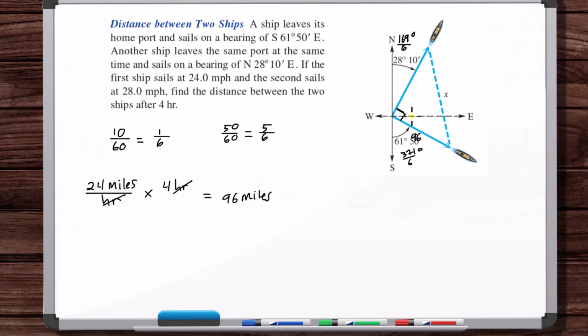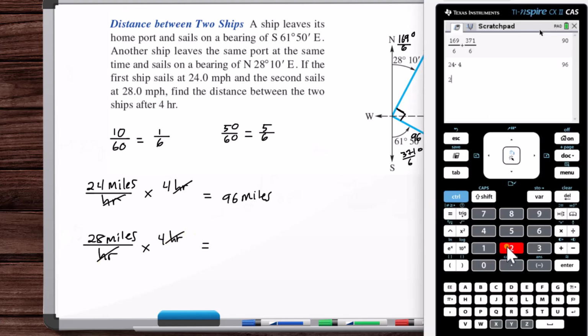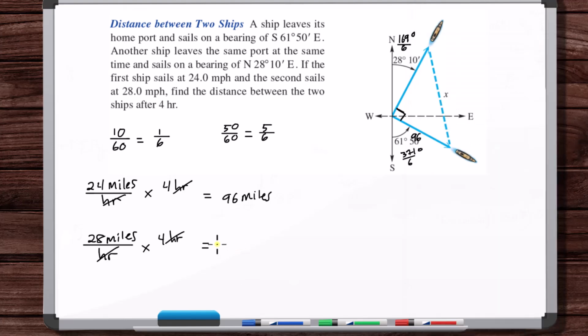Okay. Now, well, can we get x now? Well, no, because if we had one of these angles, we could, and maybe we could potentially get one of those angles using geometry. I don't think so. So without one of these angles, we need something else, either an angle or another side length. Well, we can get this side length. So the second ship sails at a rate of 28 miles per hour for 4 hours. So it sails 112 miles. So this distance is 112.